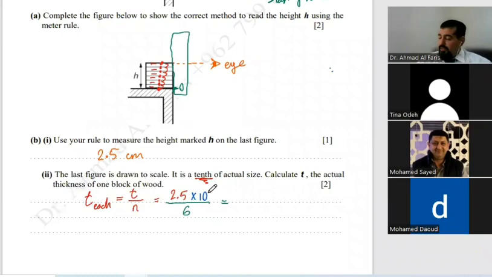The answer will be 4.1666667. Don't do that. It is 4.2, 2 significant figures, or 3 significant figures, centimeter.